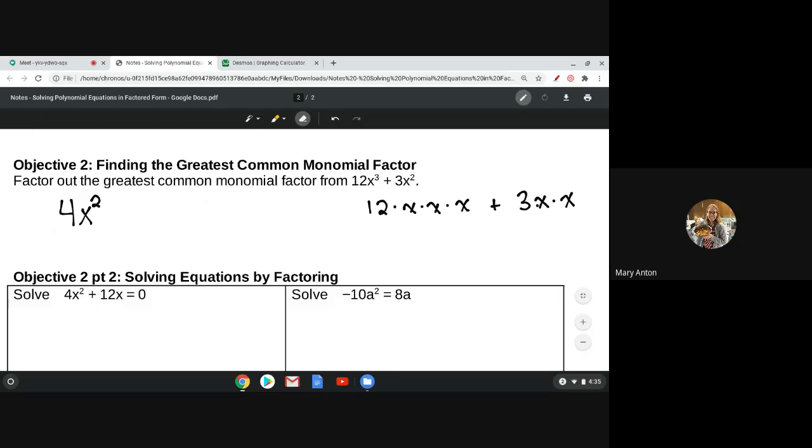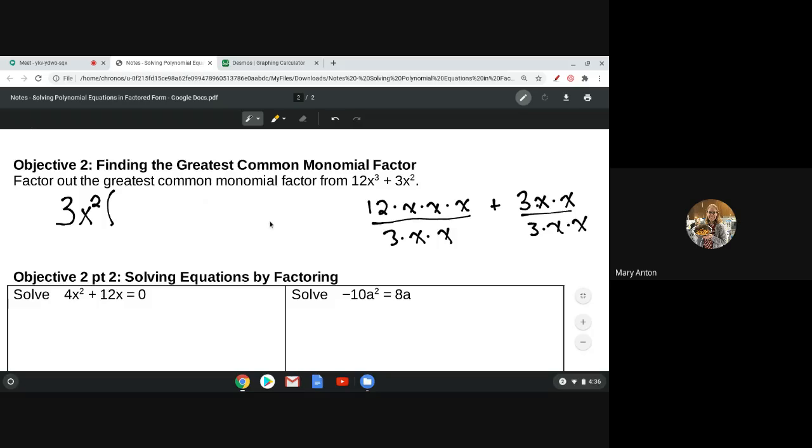Oh, why did I write a 4? Sorry, we're factoring out a 3, aren't we? Okay, so we're going to factor out a 3x squared, which really means we're going to divide both of these terms by 3x squared, which is really just 3 times x times x. So we're going to divide both of these terms by 3 times x times x.